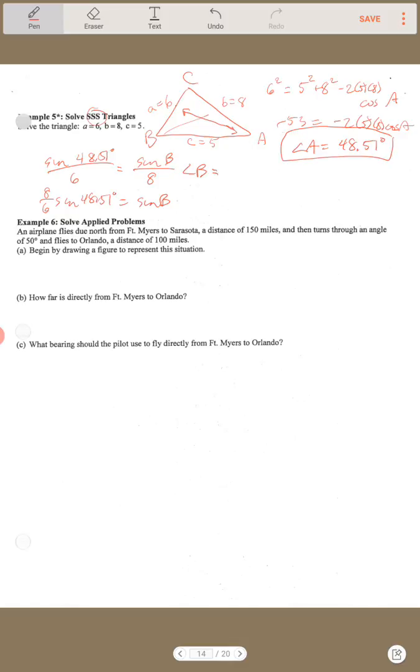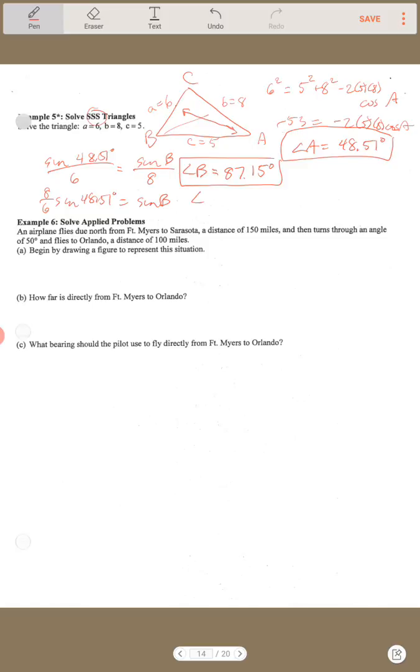So in our calculator, we type this in and we're going to get arc sine of that. It gives us a value of angle B, which should give you 87.15 degrees. Now look, we have two angles.